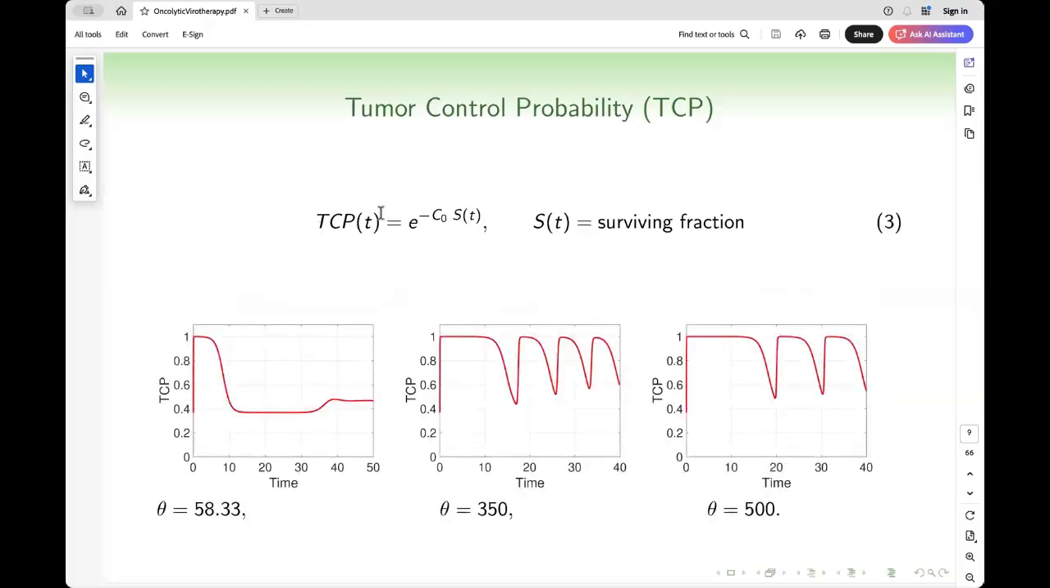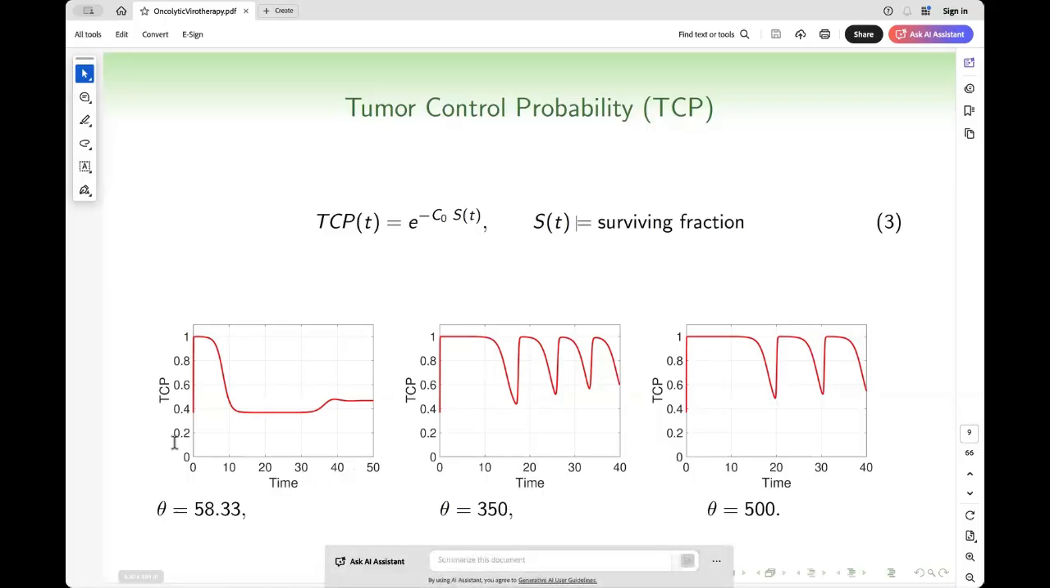So the tumor control probability in the Poissonian framework is e to the minus C0 S. C0 is the initial number of cancer cells, and S is the surviving fraction. Surviving fraction would be the current tumor number divided by the initial tumor number. So we can plug it in from the previous simulations and we get these here.